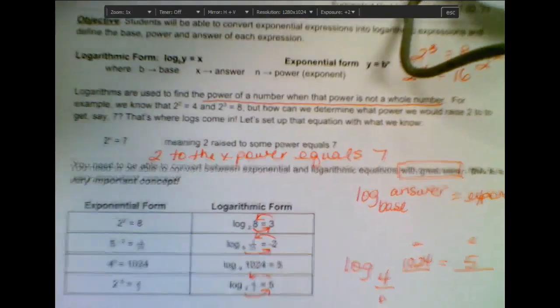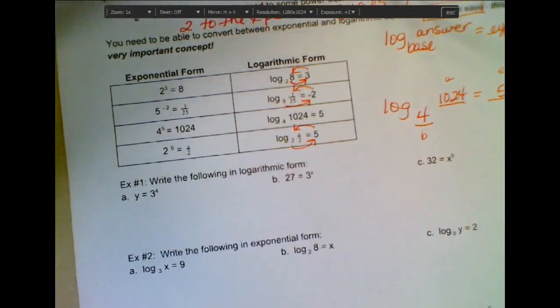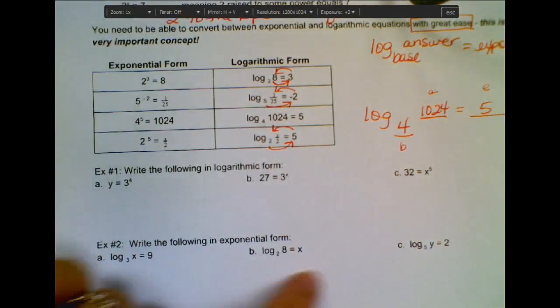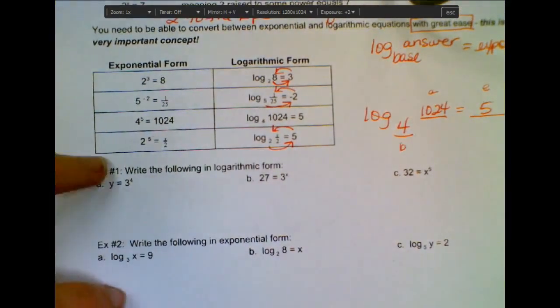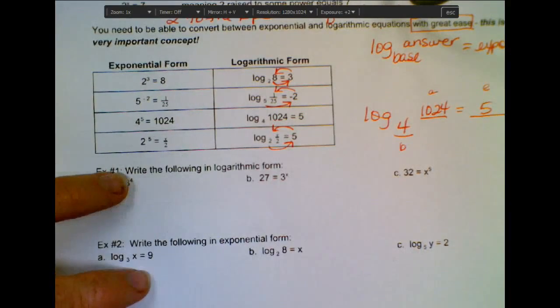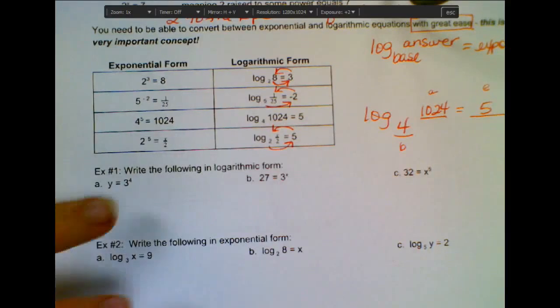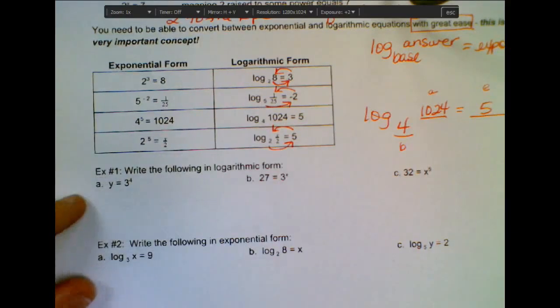Okay? So now we're going to have some practice writing in logarithmic form, and then by the same token, flipping them around to exponential form. This you have to be very, very adept at. I can't emphasize that enough. We're going to do practice in class. I'm going to quiz you on this. You must be very good at this. Okay? It's not optional. You have to be good at this.